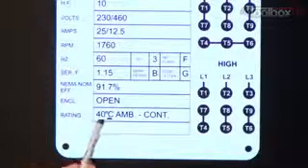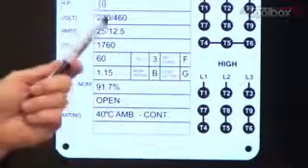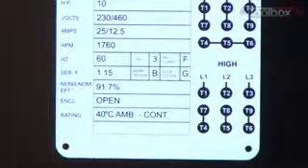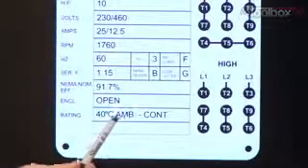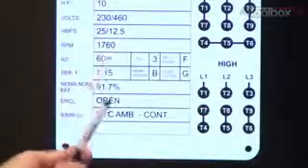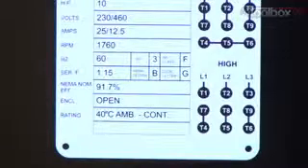The rating down here, 40 degrees C ambient, means that all of these numbers up here are based on no greater than 40 degrees C ambient temperature. If this motor is put in a higher ambient than this, then these things have to change up here. The motor will get hotter. The motor will change its characteristics.